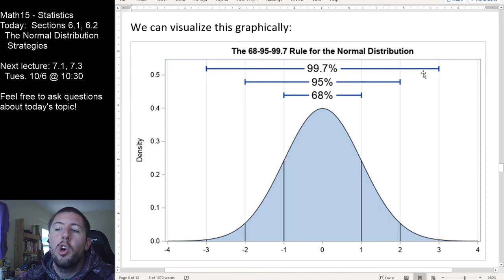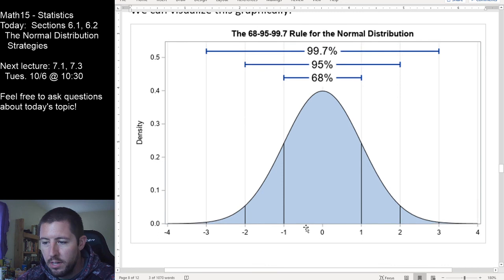So here's our graph of the empirical rule, or the 68, 95, 99.7 rule for the normal distribution. Notice that this curve right here is a standard normal curve, not just any old normal distribution, but it has an average of 0, and each standard deviation is literally 1 unit. So this is a standard normal distribution, but it doesn't need to be. Any normal distribution will follow this rule right here.